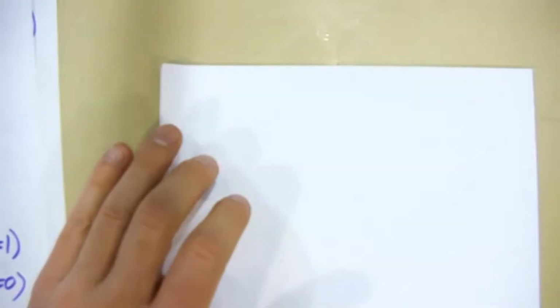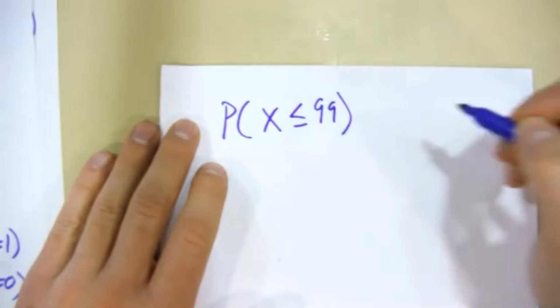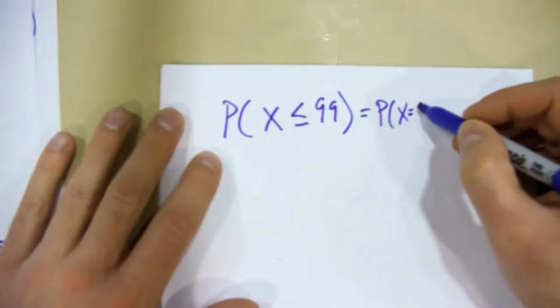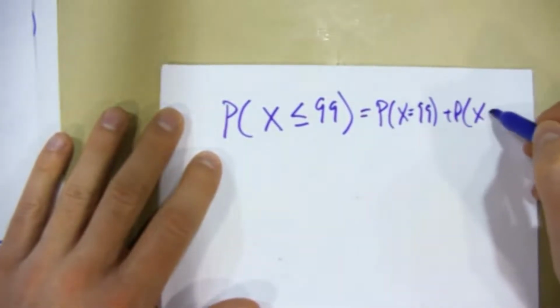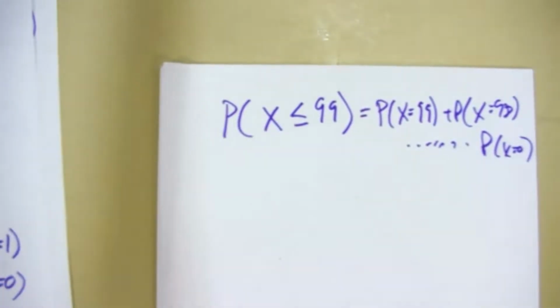So let's say I want to know, if I flip a coin 100 times, what's the probability that 99 or fewer of them are heads? What I'm really looking for is the probability that x is less than or equal to 99. Well, what fits that criteria? This would be the probability x is equal to 99 plus the probability x is equal to 98, all the way down to the probability x is equal to 0. Do I want to use that binomial equation 100 times here? That's ridiculous.